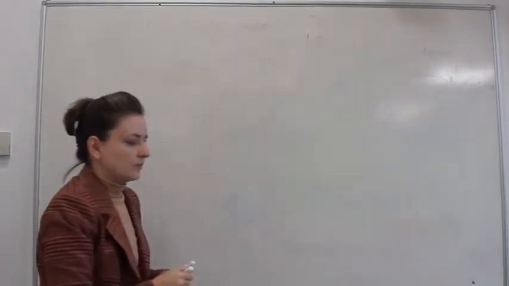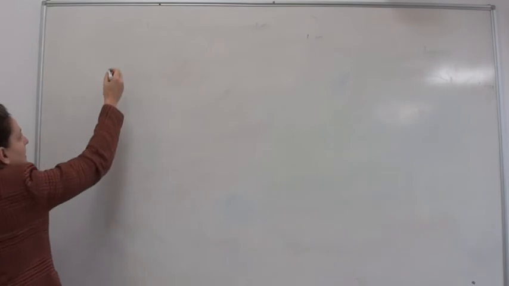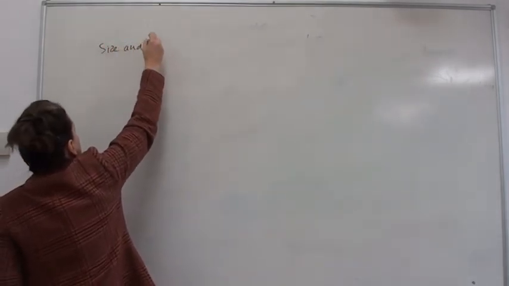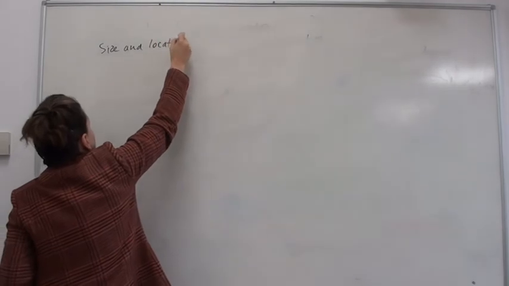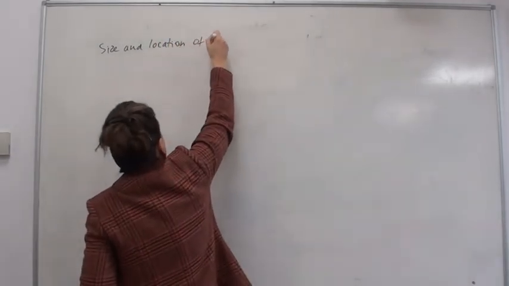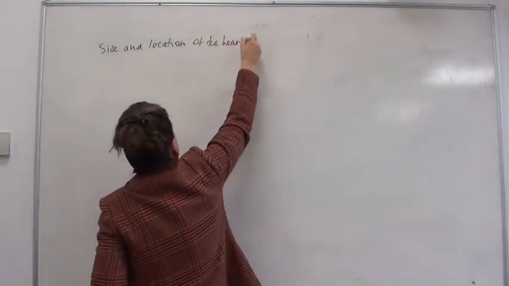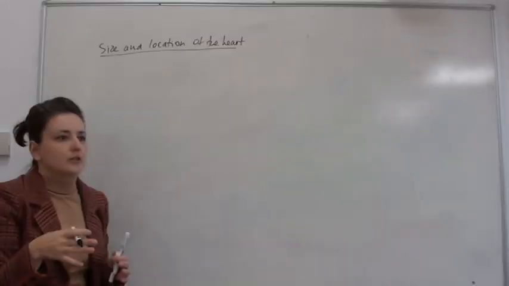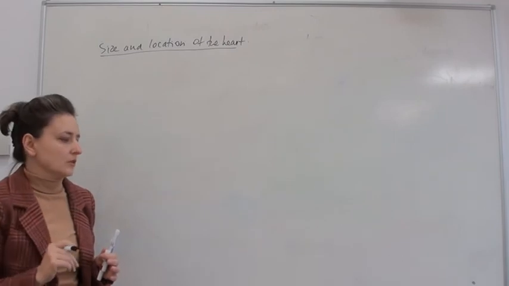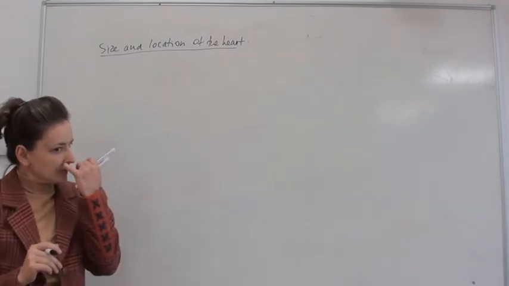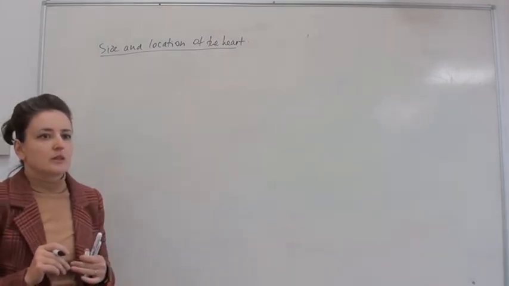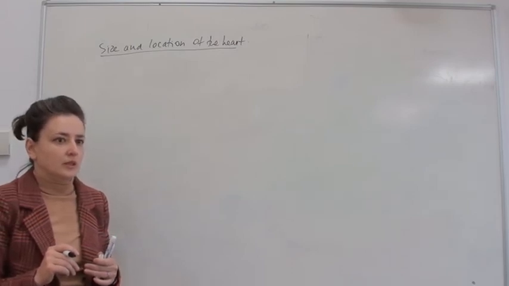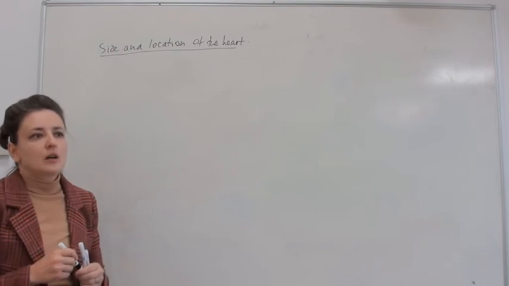Okay, so let's talk briefly about size and location of the heart. So size and location. That first section was more to do with circulation, which is the introduction and the two circulations. Now the next little subsection, we're talking about size of the heart and the position, or location, of the heart. First of all, how big is your heart?